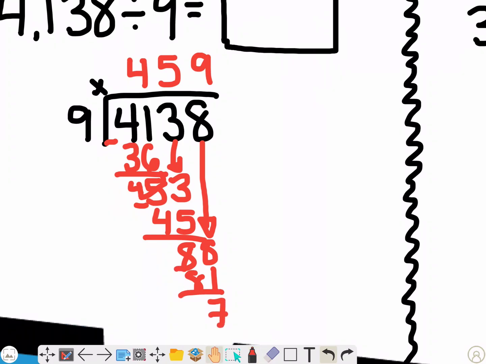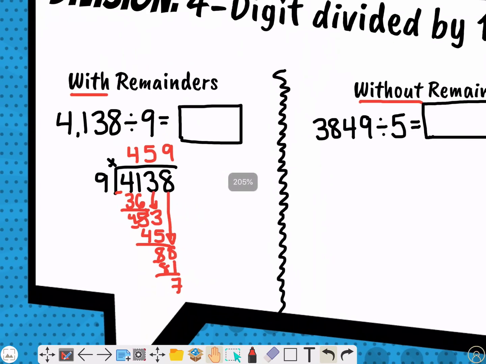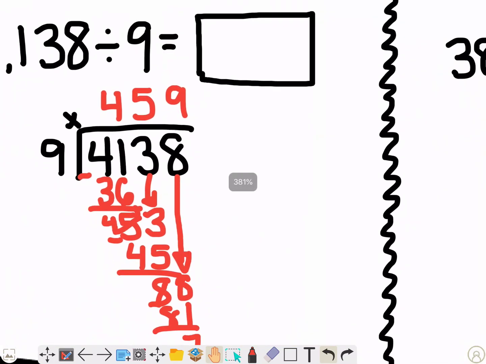Now, if it's a remainder problem, I'm not going to break it down any farther, so that 7 is just going to be my remainder. So 9 can go into 4,138, 459 times perfectly, and there's going to be 7 left over.